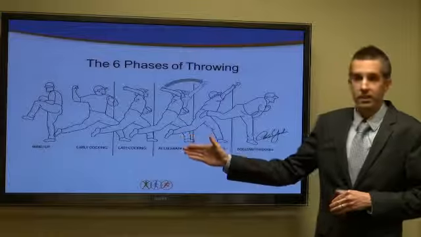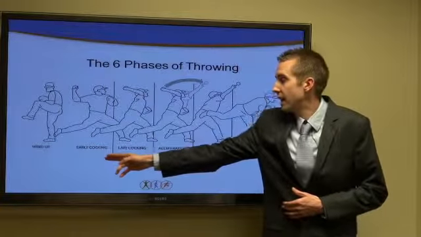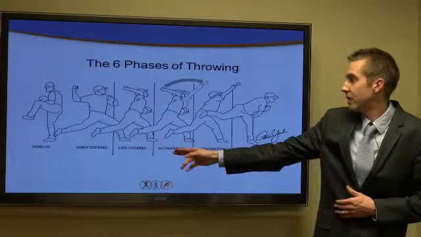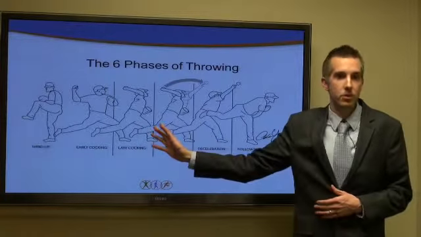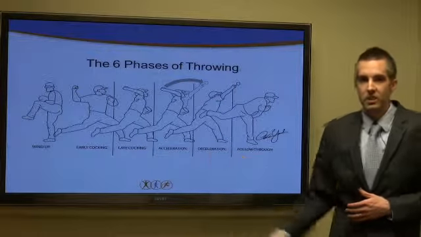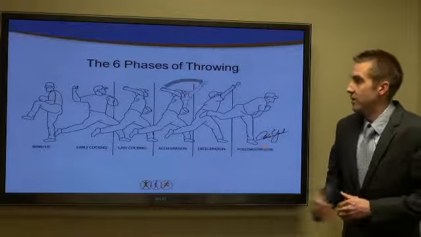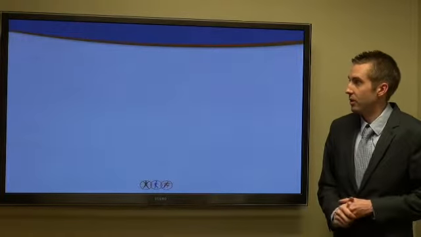There are 6 phases of throwing. This kind of gives you a better visual. You have your wind-up, early cocking, late cocking, and the acceleration. These are all big muscle groups that are firing and working. Now to the deceleration, the smaller muscles are responsible for slowing you down. So that gives you a nice visual of a pitcher going through.